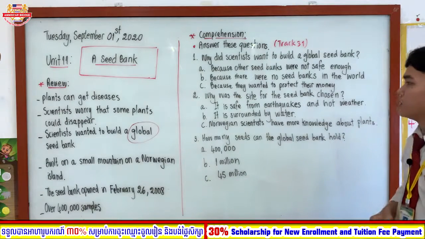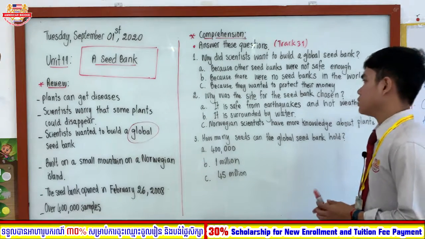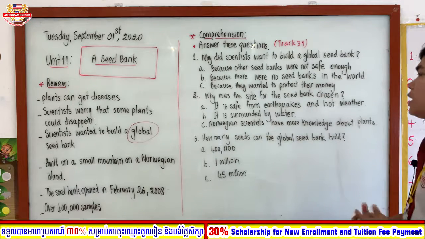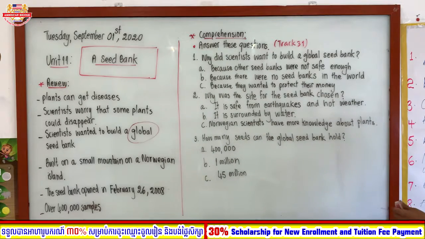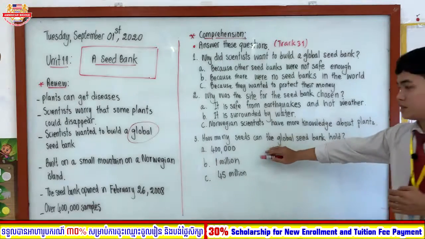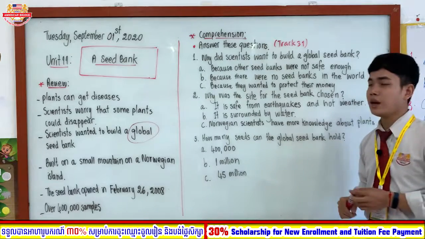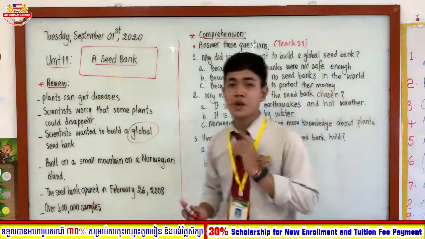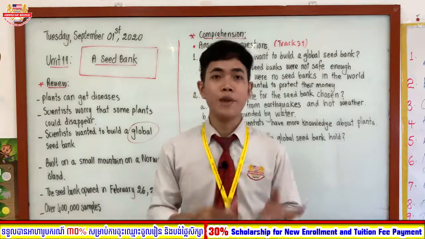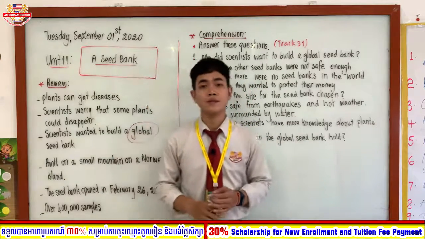Now let's move on to number 2. Question 2: why was the site for the seed bank chosen? A, it is safe from earthquakes and hot weather. B, it is surrounded by water. C, Norwegian scientists have more knowledge about plants. Question 3: how many seeds can the global seed bank hold? A, 400,000. B, 1 million. C, 4.5 million. To do this exercise, you need to listen to track 31 once again, and then we'll come back to the video to correct the answers.